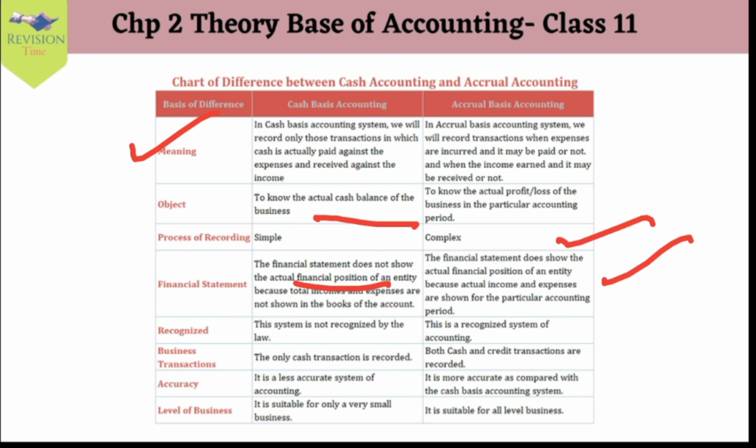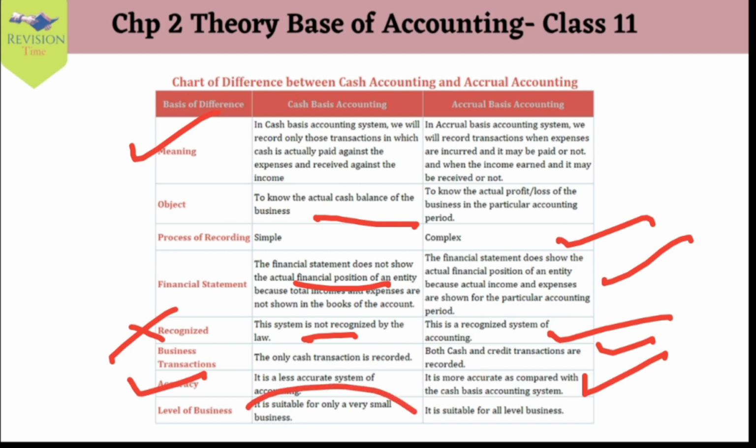Here, under cash basis of accounting, again we are recording only cash transactions, and under accrual basis of accounting, we are recording both cash and credit transactions. And this system is not recognized by law, whereas accrual is recognized by law, and every business must follow accrual basis of accounting. Here, cash basis of accounting is less accurate and accrual basis of accounting is more accurate compared to the cash basis of accounting. Cash basis is suitable only for small businesses and accrual basis is suitable for all levels of business.